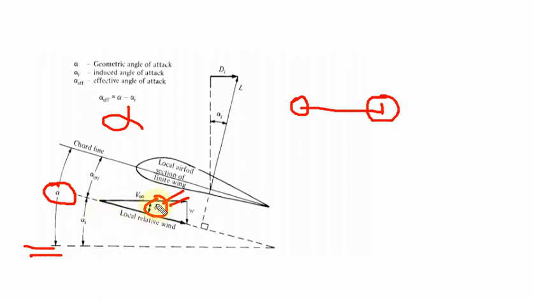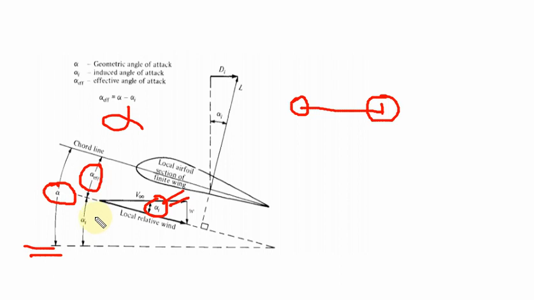Similarly, the induced angle of attack is the angle deviated because of your downwash effect. Then I calculate the effective angle of attack. How can I calculate the effective angle of attack? The effective angle of attack is the angle between the local relative wind and the corresponding chord line. How do we obtain the local relative wind? Because of the downwash, the free stream velocity has some deviation, and that is called the local relative wind. So when you subtract the effective angle of attack from the geometric angle of attack, I will get the induced angle of attack.